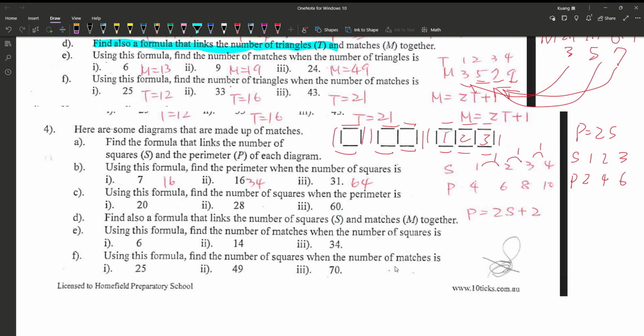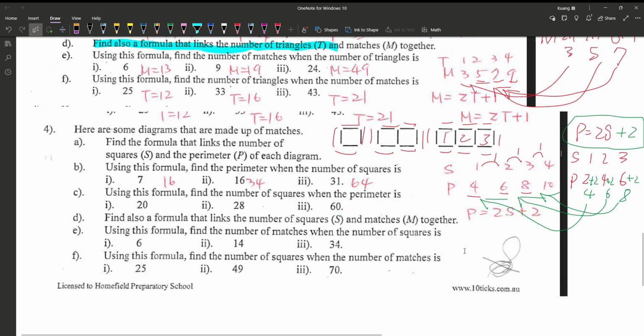But the numbers for P here are 4, 6, 8, not 2, 4, 6. So I added 2. This is not 2S, it's 2S, I'm sorry. So you add 2, add 2, add 2, and you get 4, 6, 8. Bingo, you get the correct numbers. So P equals 2S plus 2 is the correct answer. Okay, that's it.